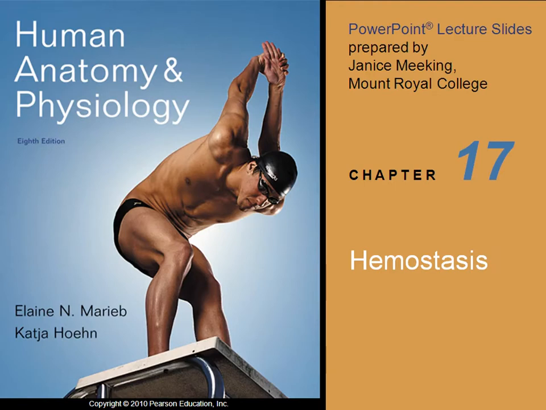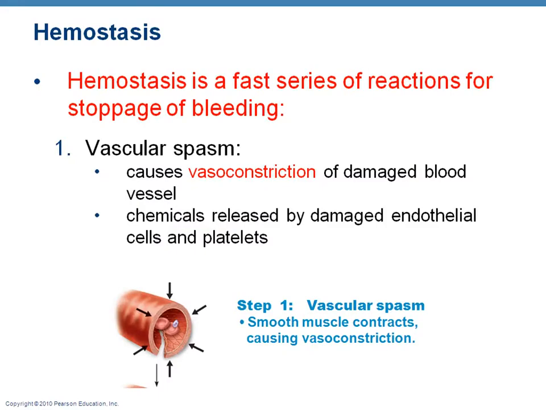Hopefully by now you've been doing a little word association and you figured out hemo means blood. You may or may not know stasis, but it means halting. We think of it as stopping. I have highlighted here in red a basic definition. Hemostasis is a fast series of reactions for stoppage of bleeding. It's fast, it's localized, it's controlled.